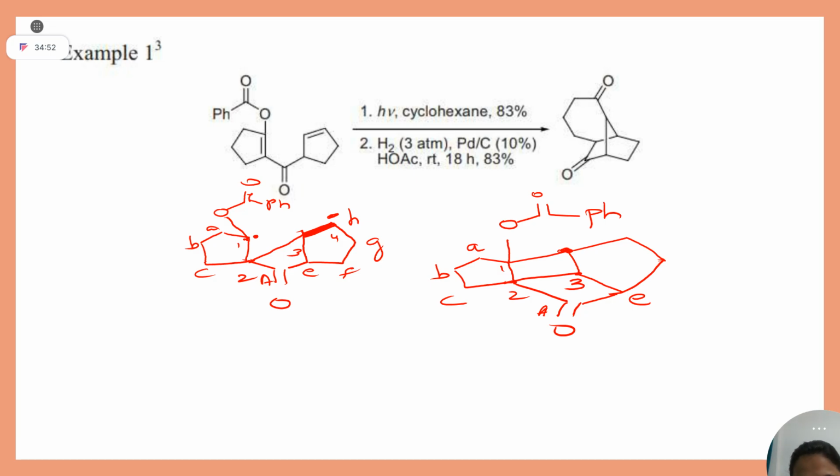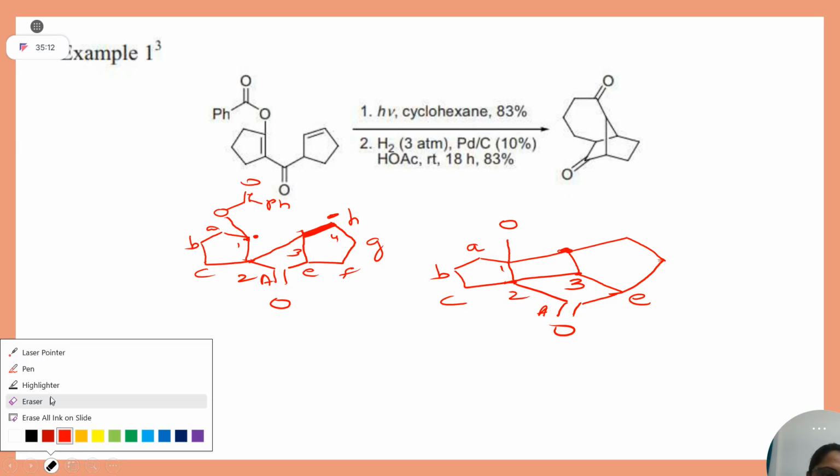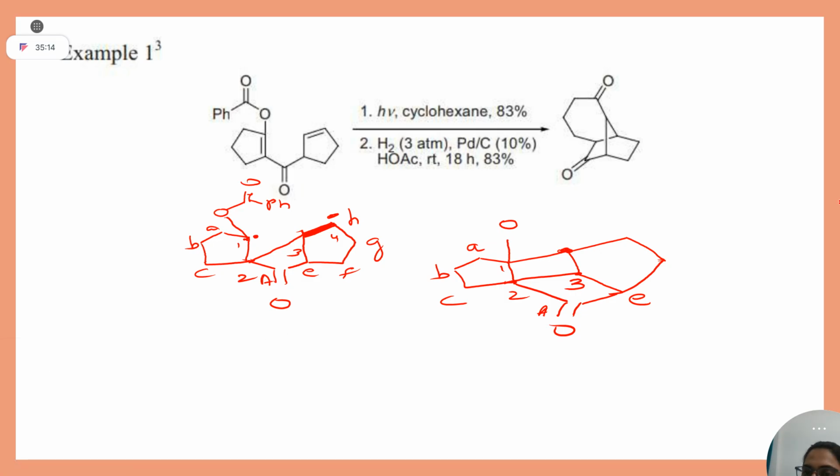Next step, ma'am, on the breaking of the first OPh, I think it will go up. That OCOPh will convert into OH. Very good. Then that alpha bond, then your retroaldol reaction. Now the thing is, this oxygen lone pair will come down.